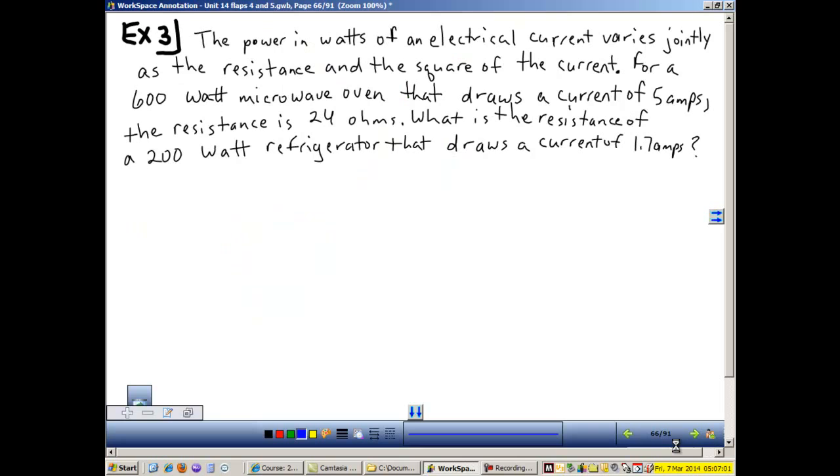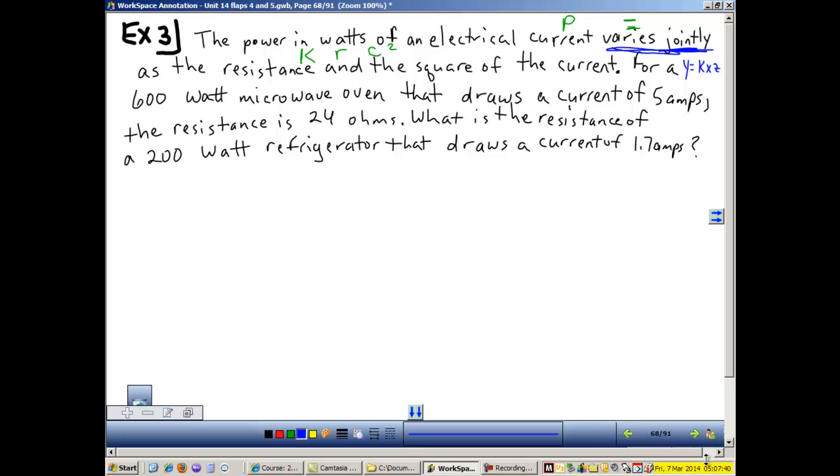Example 3. The power in watts of an electrical current varies jointly as the resistance and the square of the current. For a 600 watt microwave oven that draws a current of 5 amps, the resistance is 24 ohms. What is the resistance of a 200 watt refrigerator that draws a current of 1.7 amps? Our key word here is varies jointly. So we know we're going to be using something to the effect of y equals k times x times z.